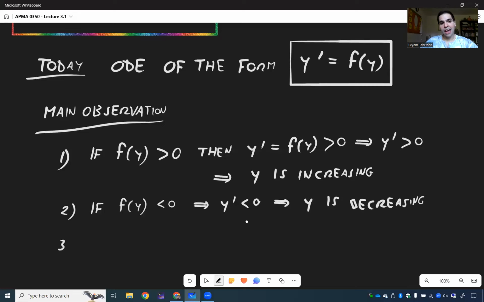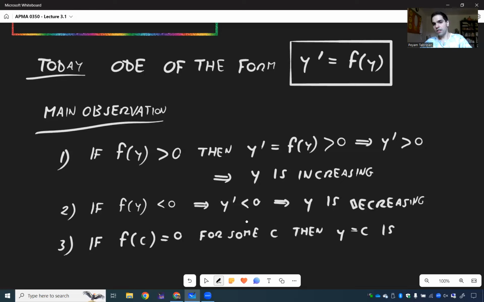And finally, you may ask, what if f is 0? Then weirdly enough, we will get a solution out of this. So let's say if f of something is 0, so if f of c equals 0 for some c, then it turns out we have constant solutions. Y equals c is a solution.